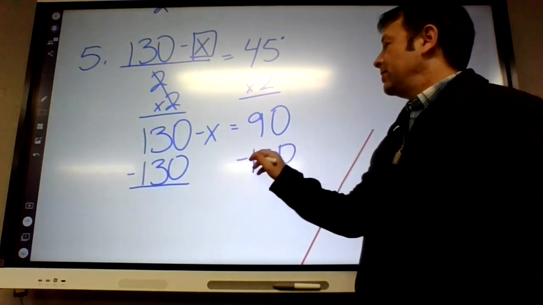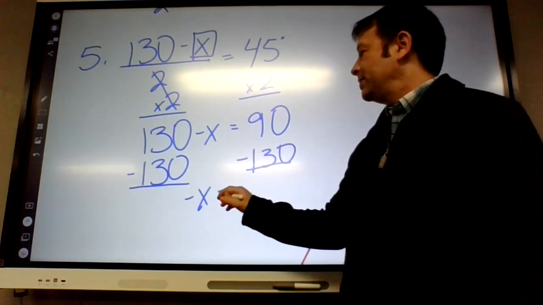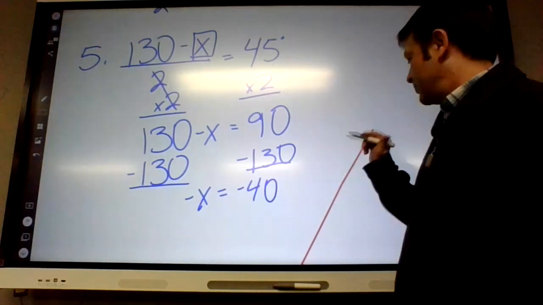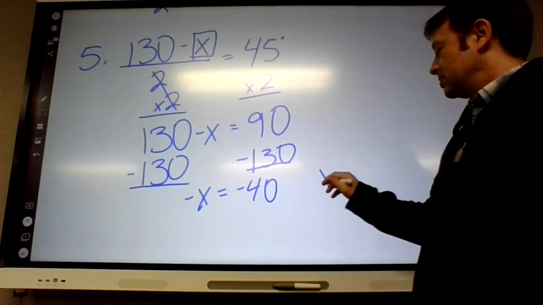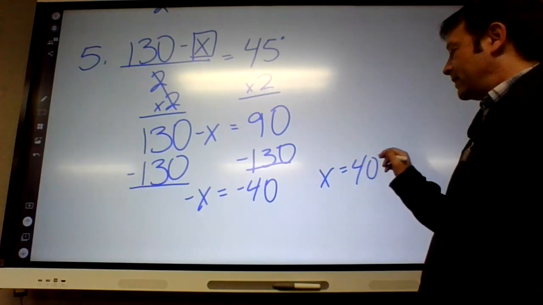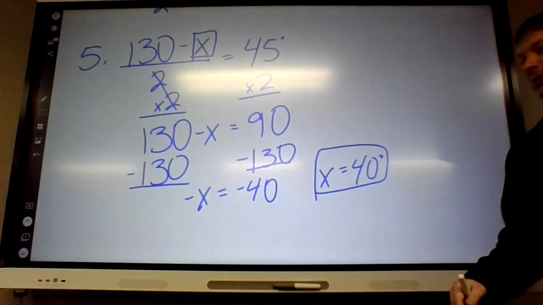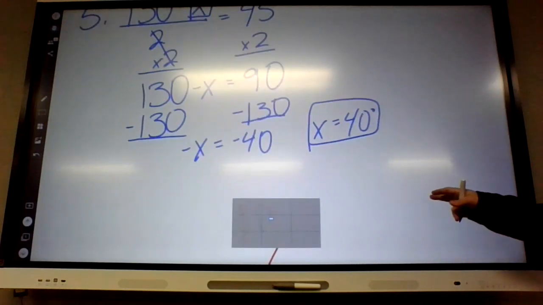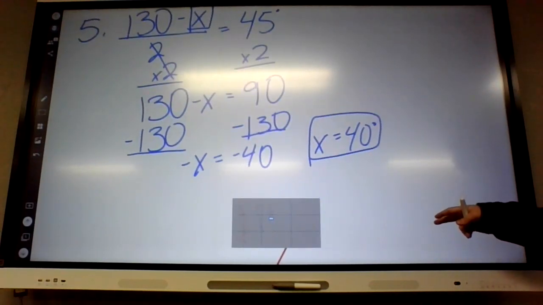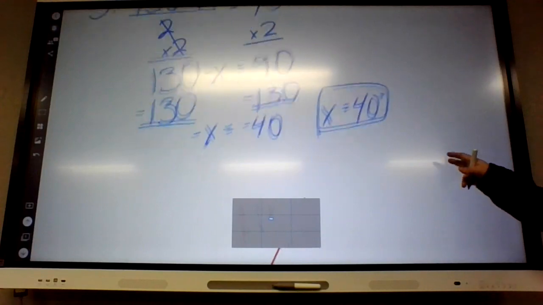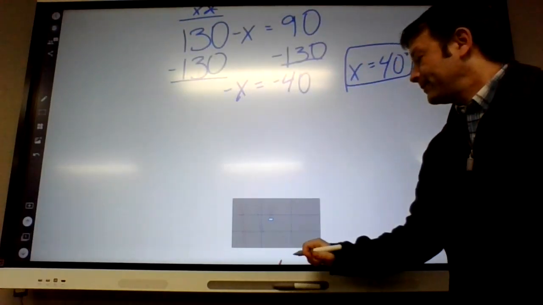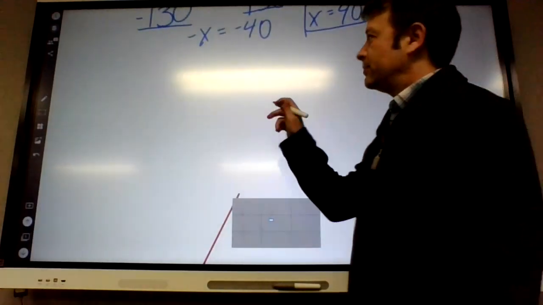Okay, so if you subtract 130, you get negative x is negative 40, so x is... Now, if you got a negative answer for an angle, that doesn't really make sense on these questions, so you probably did something wrong. But negative x means it's positive 40. Okay, so number 7.